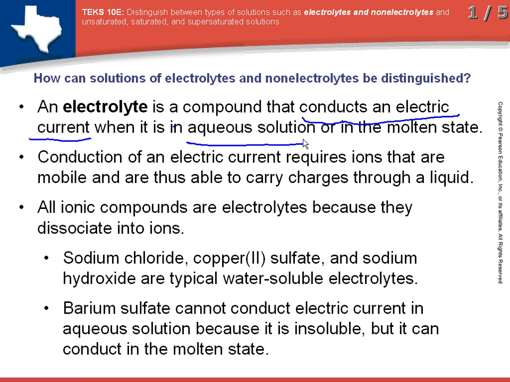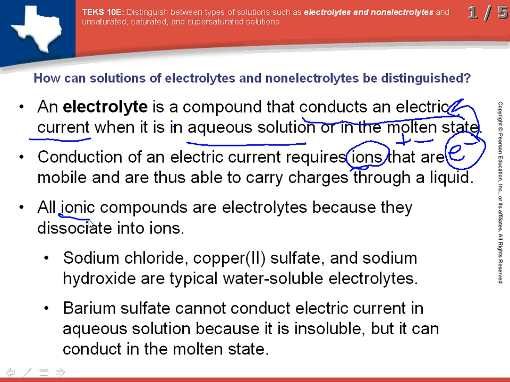Conduction of current requires ions. Remember, ions have those positive and negative charges because they're trading electrons. When you trade electrons, you're generating electricity. So that's why they're called electrolytes, because they have ions that trade electrons, and by trading electrons, you generate electricity.